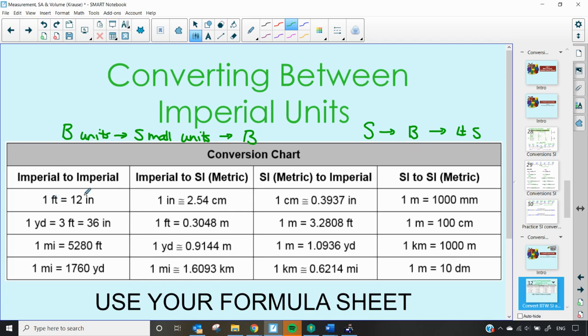Now, if I'm going from feet to inches, feet are bigger units than inches. So if I'm going from a bigger unit of feet to a smaller unit of inches, my number should get bigger. So 1 foot is 12 inches. 1 yard is 3 feet, which is also 36 inches. 1 mile is 5,280 feet, and 1 mile is 1,760 yards. We're going to be using this for the start of our video today.